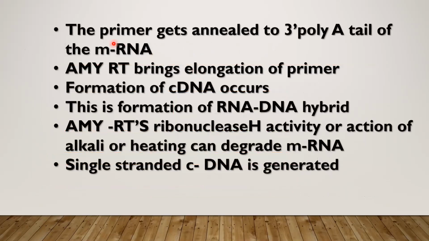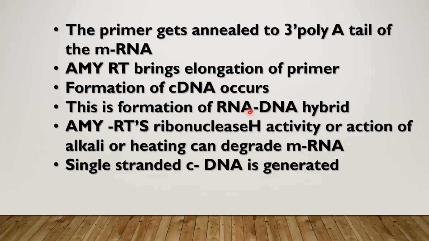Now this process we have already discussed. First we will use the primer. This will get annealed to the 3' poly A tail of the messenger RNA. Then reverse transcriptase will bring elongation of the primer and single stranded DNA will be produced, called complementary DNA, because this is being produced on the RNA. So this is also called an RNA-DNA hybrid.